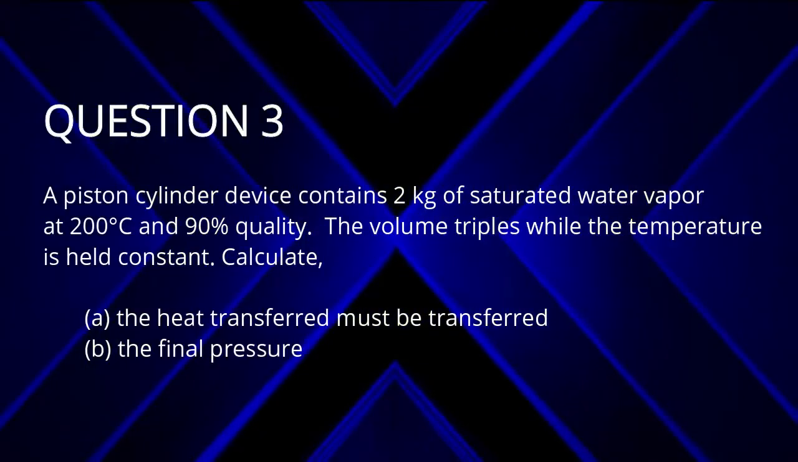Next, question number 3. A piston cylinder device contains 2 kg of saturated water vapor at 200 degrees C and 90% quality. The volume triples while the temperature is held constant. Calculate A, the heat that must be transferred, and B, the final pressure.